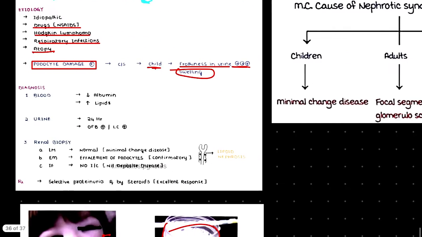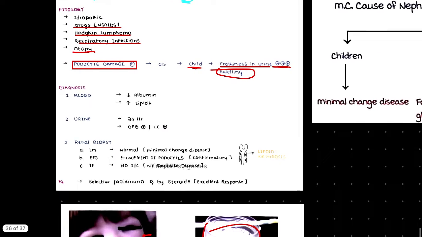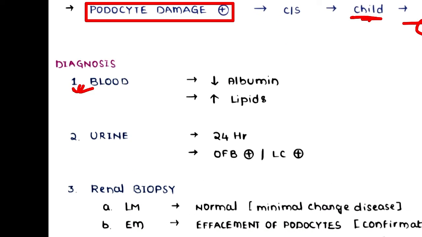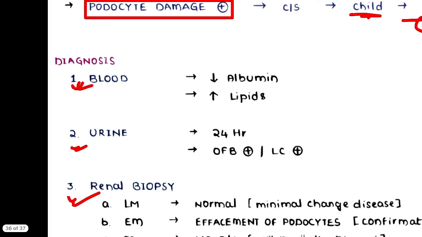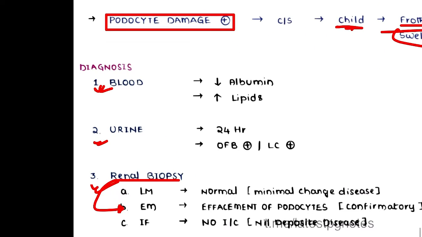Now how are we going to diagnose it? To diagnose it, we'll have blood examination, urine examination, and renal biopsy. Out of these three, renal biopsy is the best procedure, with electron microscopic study. In blood, we'll see a decrease in the level of albumin and an increase in lipid level. And in urine, what will we see?